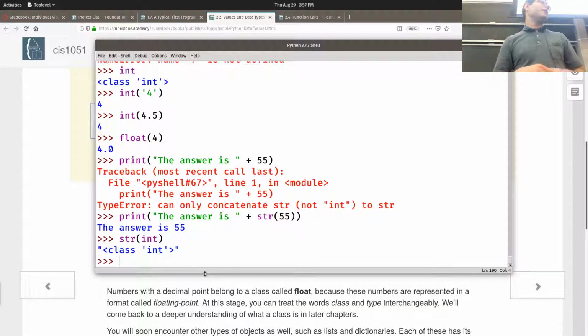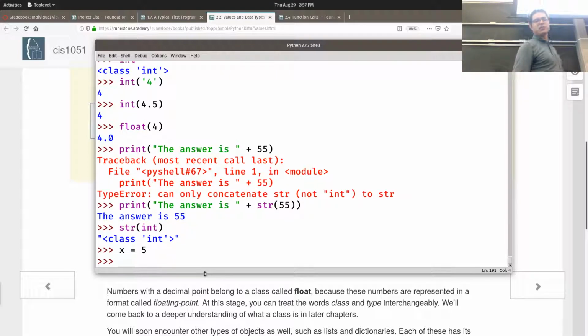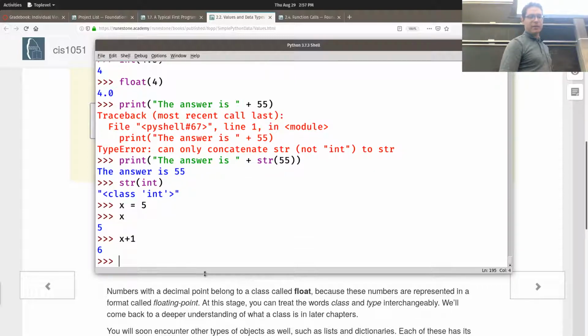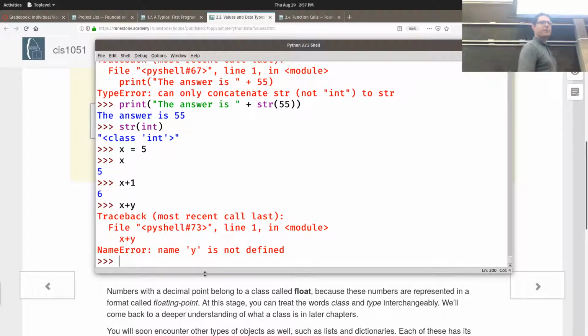Variables. So variables are exactly what they sound like in math, right? So I can say x is equal to 5. Right, and now what that does is that stores 5 in x. So now if I were to say x, it gives me 5. If I do x plus 1, it'll give me 6. And if I do x plus y, it gives me an error because why?